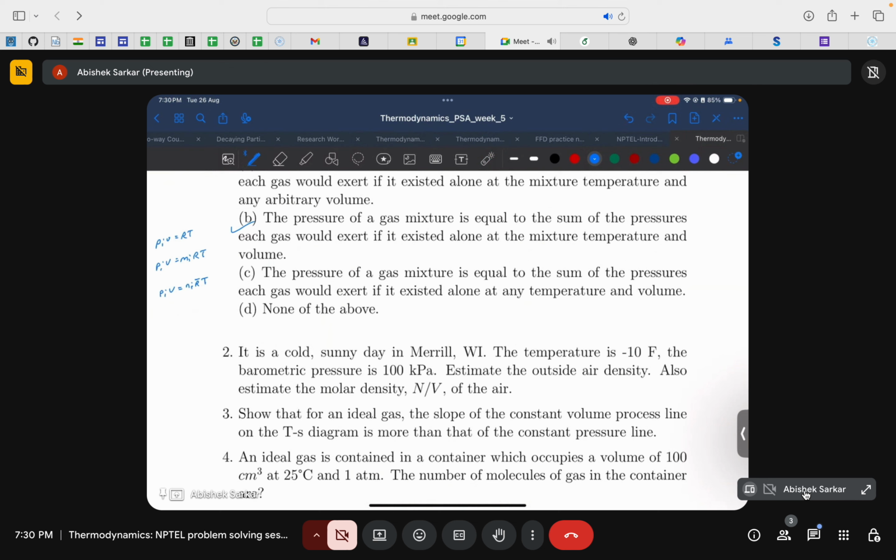It is a cold sunny day in Merrill, Wisconsin. The temperature is minus 10 Fahrenheit. The barometric pressure is 100 kilopascal. Estimate the outside air density. And also estimate the molar density N by V of the air. So this question is quite simple. It's just a transformation of the temperature scales from Fahrenheit to Kelvin. You can look into the internet for the reference, like how to convert from Fahrenheit scale to Kelvin scale. Pressure is known, right? So air also, you know the molecular weight. So from that you can find the density. It's not that complicated.